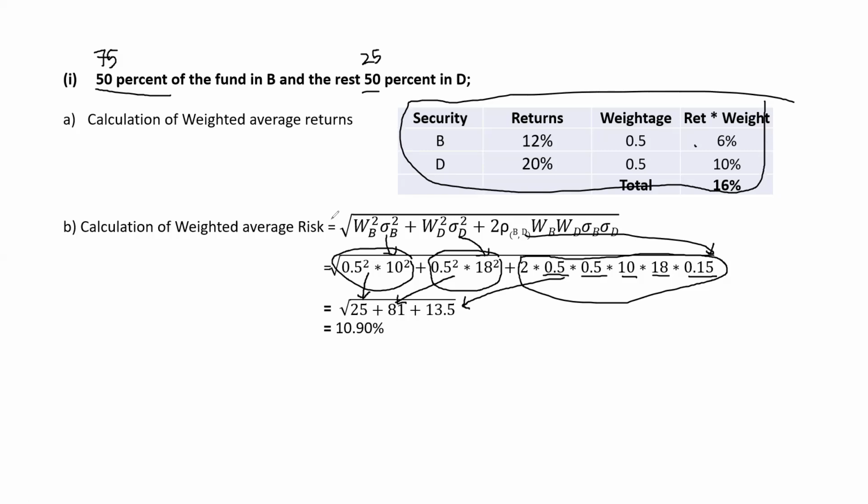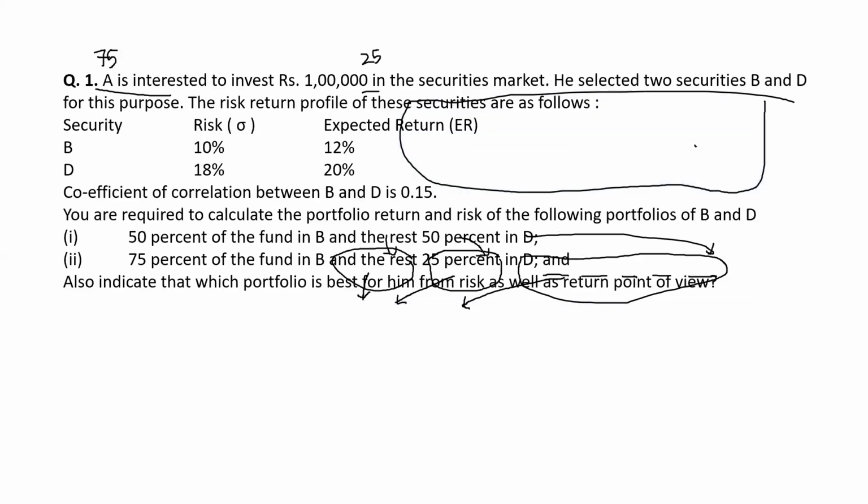Sir, you said the standard deviation would be given, but how did we find the standard deviation? Just see in this question, security B risk is 10, D is 18. So they have given you the standard deviation in the question. Okay, I'm so sorry. Correct.